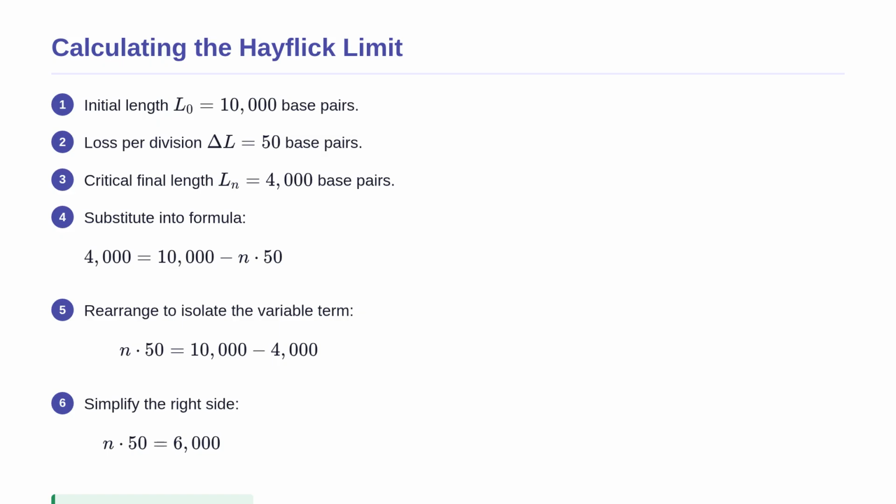We substitute our known values into the equation. We then rearrange the equation to isolate the term containing n, showing that 6,000 base pairs in total will be lost. Dividing by 50 gives us exactly 120 divisions. Physically, this is the maximum number of generations this cell line can survive.